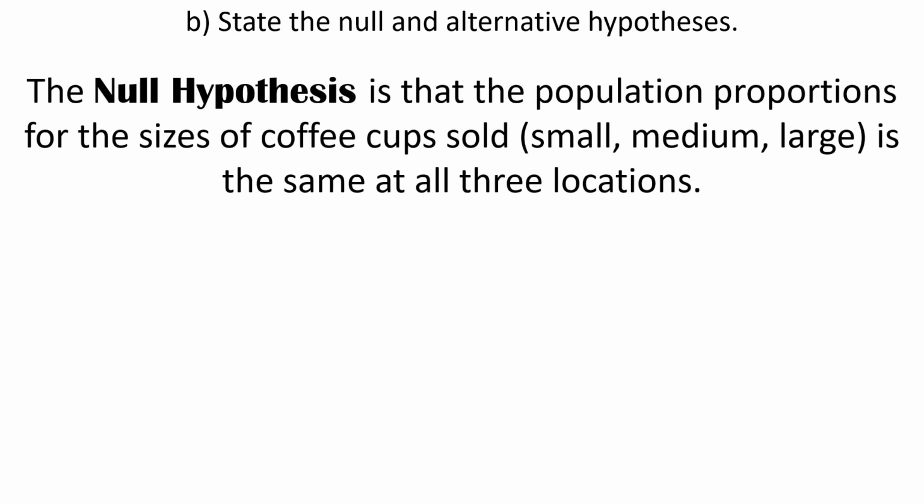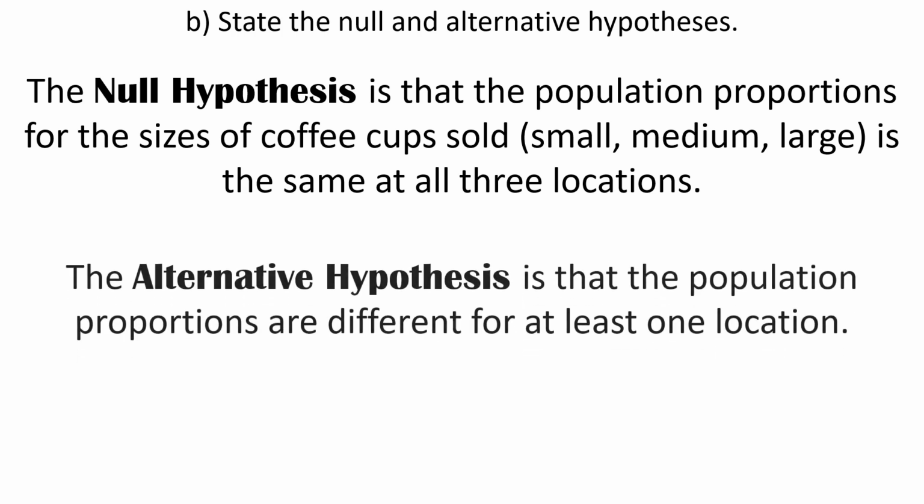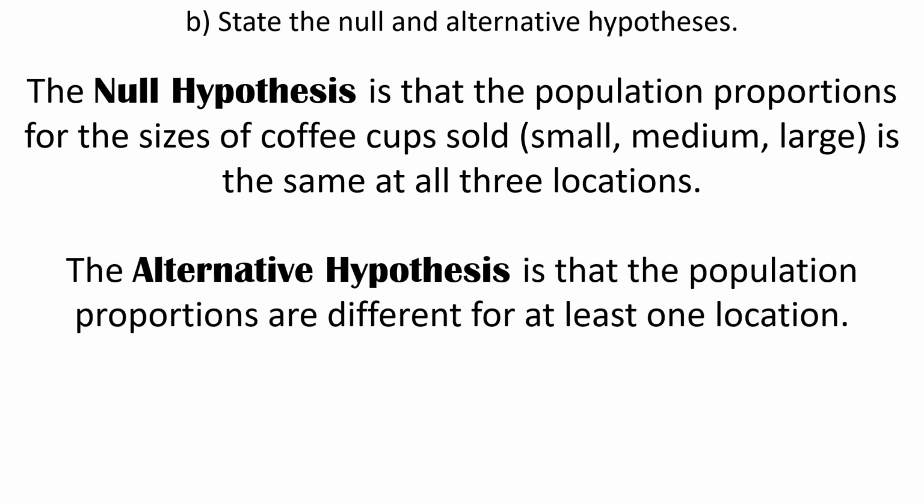State the null and alternative hypothesis for a homogeneity test. The null hypothesis is that the population proportions for the sizes of coffee cups sold, small, medium, large, is the same at all 3 locations. The alternative hypothesis is that the population proportions are different for at least one of those locations.